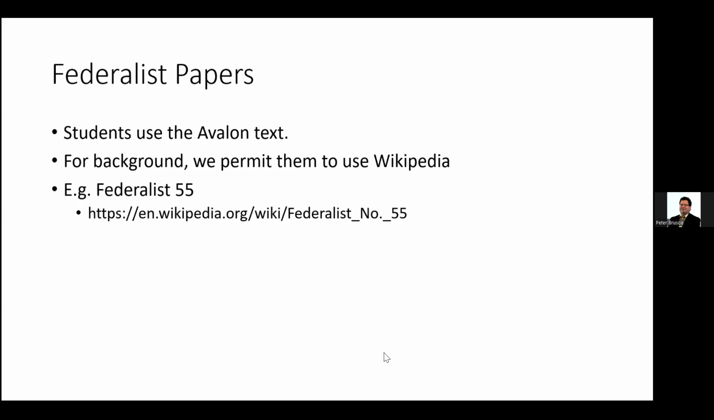So the Federalist paper assignment I want to talk about is where students use the Avalon text. For background on the topic, we do allow them to use Wikipedia. When I was a student, Wikipedia was verboten. But at this point, Wikipedia has become enough of a peer review that it's incredibly accurate. And so they can look up the Wikipedia page for Federalist number 55, and get the background on why it was written, where it was written, what were some of the major keys.